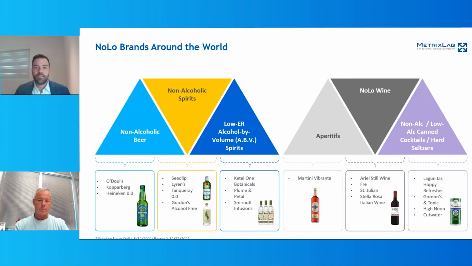Popular brands within that subcategory include Lagunitas, which is a non-alcoholic alternative to the traditionally beer offerings for that brand, as well as non-alcoholic offerings from Gordon's and Tonic. So your RTD serve there, a non-alcoholic version of the gin and tonic. And finally, canned cocktails, including High Noon and Cutwater, which offer popular drink options like the margarita, for example, but in a low ABV, ready-to-drink offering.